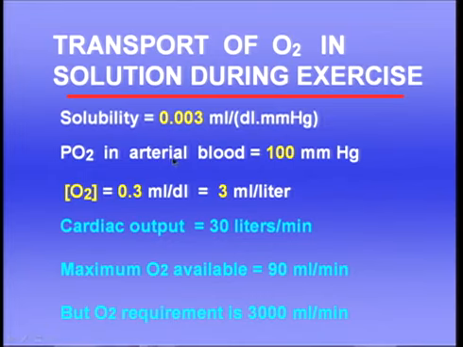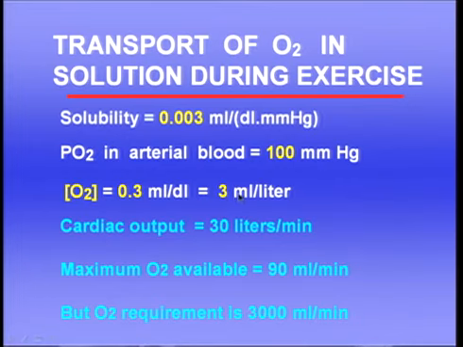PO2 in arterial blood, which we haven't really discussed yet, we will extensively eventually, but take it from me that it's about 100 millimeters of mercury. And therefore the oxygen dissolved in arterial blood is going to be 100 times 0.003 or 0.3 mL per deciliter, which is equal to 3 mL per liter.